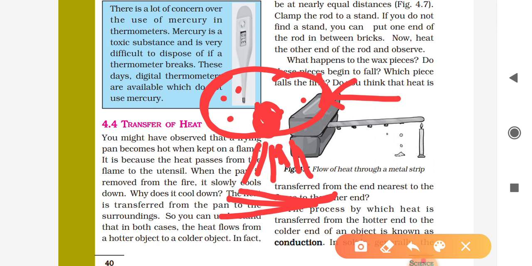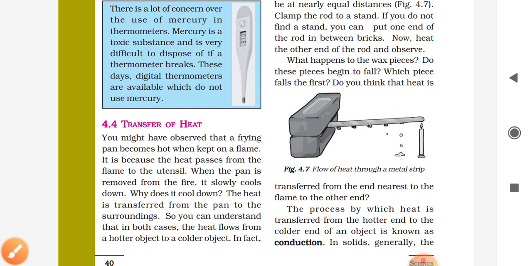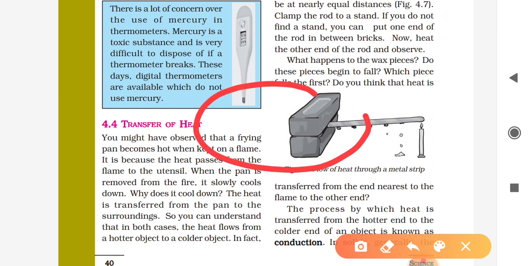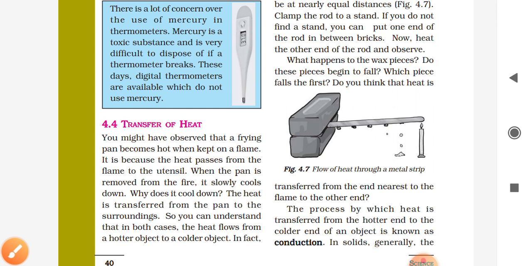That means from the middle of this frying pan, the heat is moving to the sides. Slowly it goes to the sides. How does it happen? Dear students, why does it go there? Because it transfers the heat from the hotter object to the cooler object. It slowly goes that way.